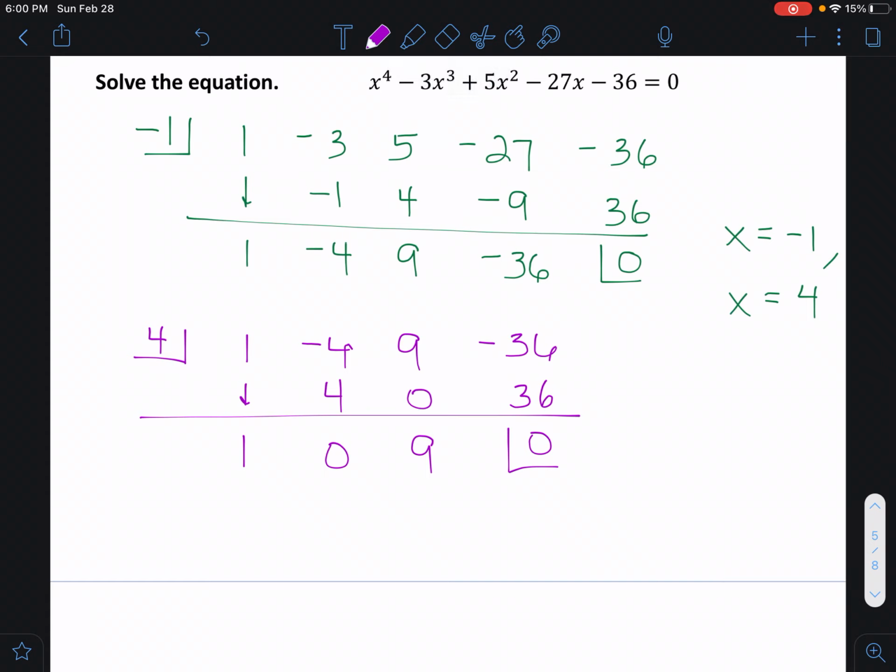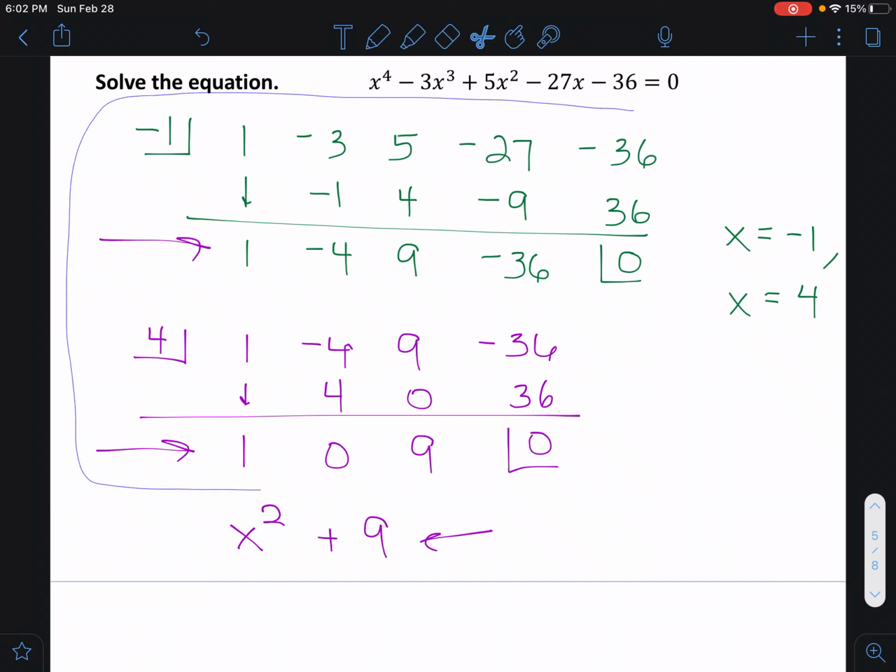Now, what does this mean? Well, remember, I want to write this. What is this polynomial? So this, I reduced it to a third degree. And now I'm down to a second degree, or a quadratic. So this is x squared plus 0x plus 9. Okay, so that is that function. Okay, now I need to solve this to figure out what my other roots are. Okay, so far we're part of the way there. I'm going to get rid of this now.